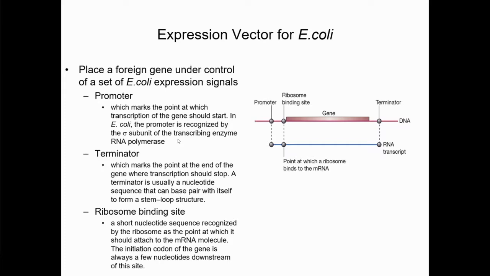And for the expression vector, there are three important features that an expression vector should have. Number one is the promoter. Number two, the terminator. And number three is a ribosome binding site. So let's say this is the vector, and then you should have a promoter, ribosome binding site, and terminator. And then you place the gene of interest behind the ribosome binding site. So those are the three important features for the expression vector.